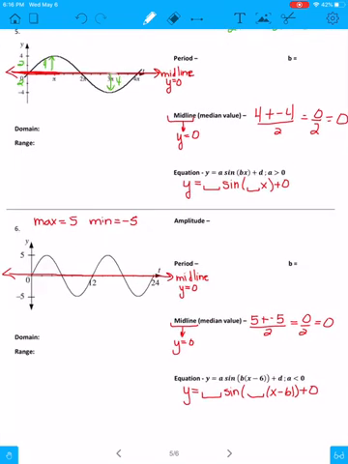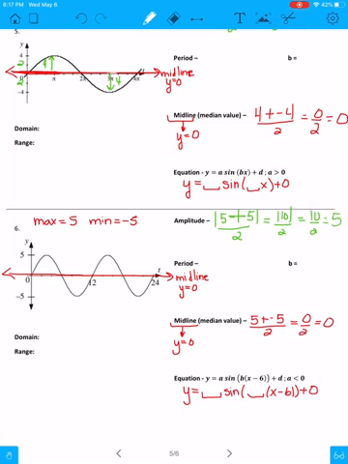Number 6. My amplitude is the absolute value of max, which is 5, minus min, which is negative 5, divided by 2. Minus and minus makes a plus, so I get absolute value of 10 divided by 2, which is 10 divided by 2, which is 5.